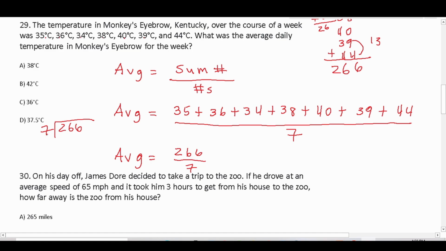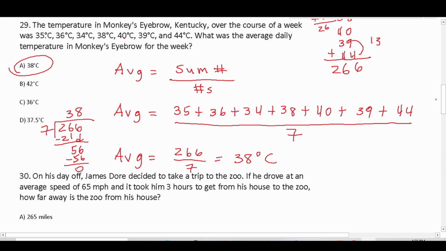7 doesn't go into 2. 7 goes into 26 3 times without going over. 7 times 3 is 21. 26 minus 21 is 5. And now we're going to bring down this 6. 7 goes into 56. Well, 7 times 7 is 49. 7 times 9 is 63. 7 times 8 is 56. So we can see that the average is 38 degrees centigrade. Okay, so the answer to this one is A.